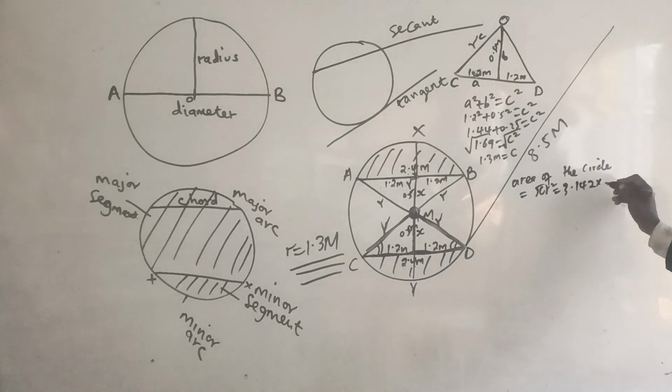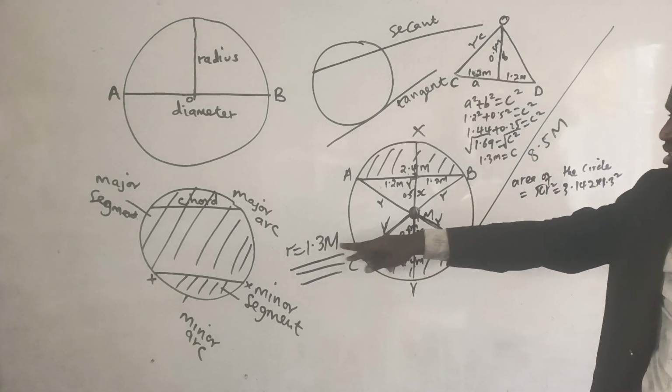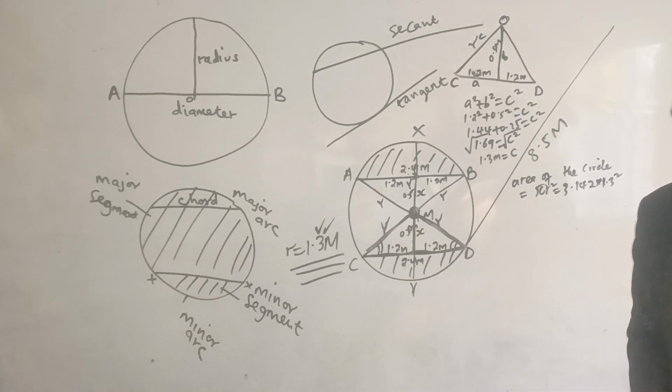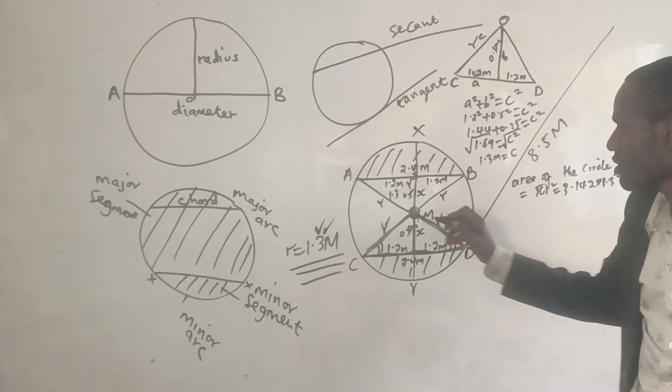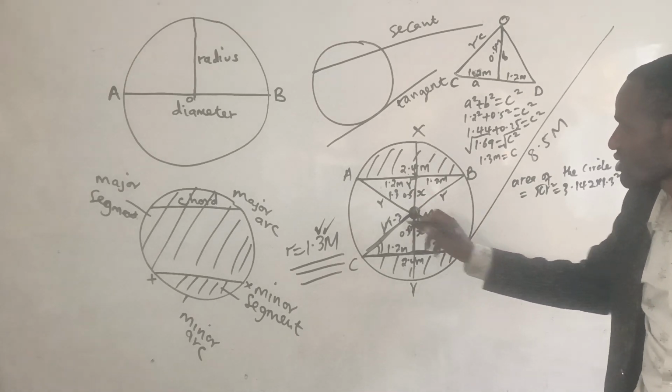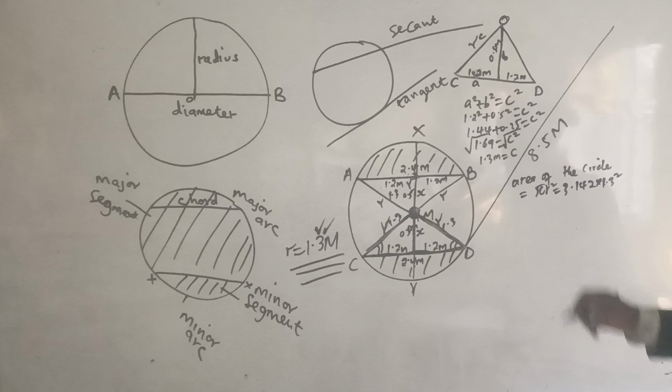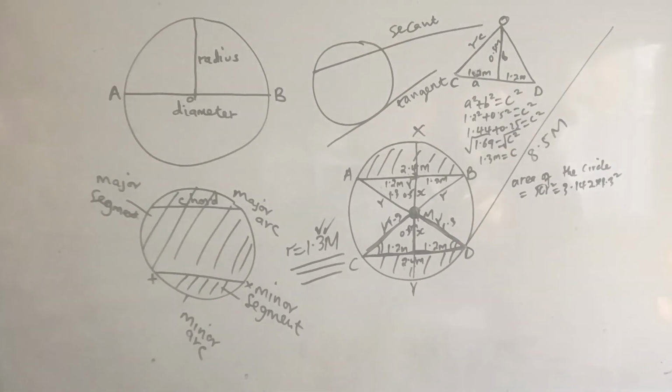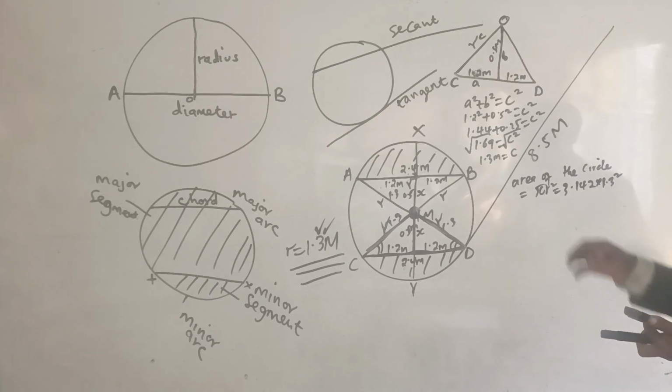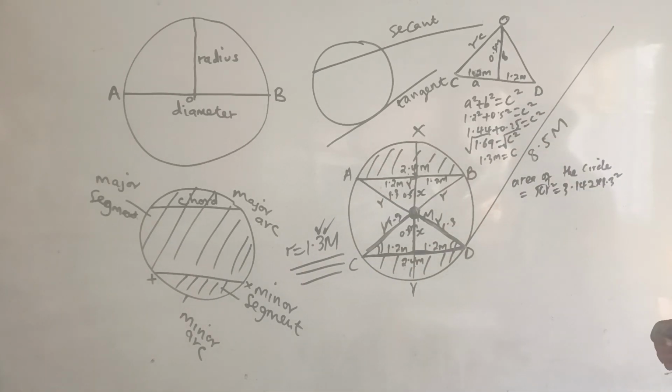Then I multiply by 1.3 squared. Why? The radius of the circle is 1.3 meters. So then I'll come here and say 3.142 times, because that's the area of the cross section. We first begin by getting the area of the whole circular part of that material used to make that cross section. So 3.142 multiplied by 1.3 squared, pi r squared.